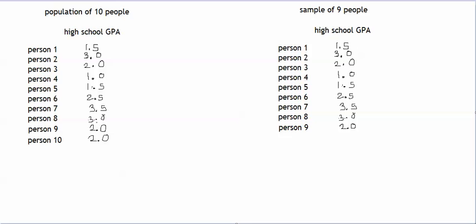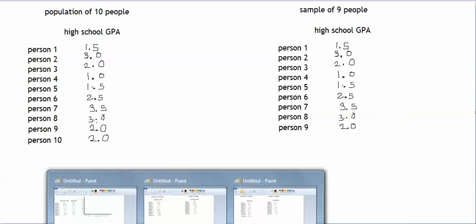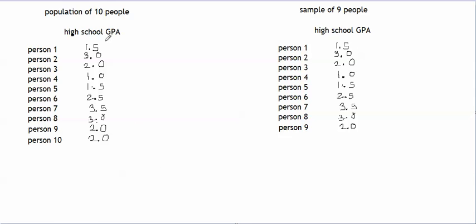Let's start by reviewing the measures of dispersion one more time. Let's say that we have a population of 10 people right here. We recorded the high school GPAs of a population of 10 people. This is obviously a really small population, but I'm just using a small population so that I can more easily do the calculations with you.